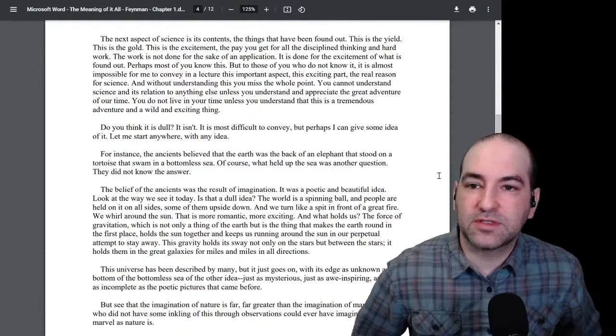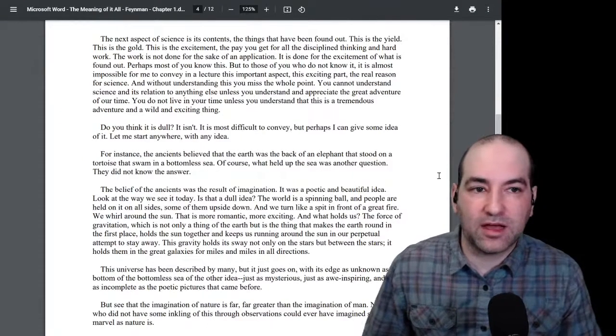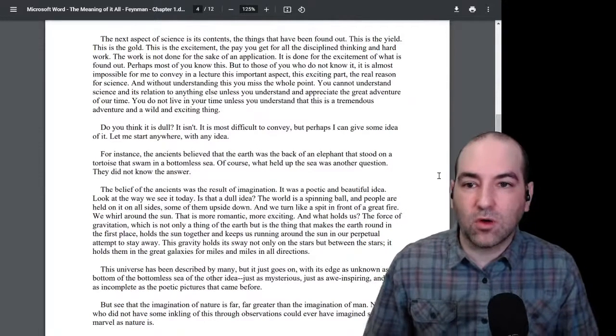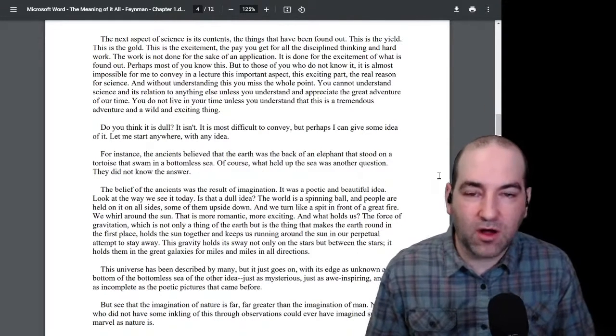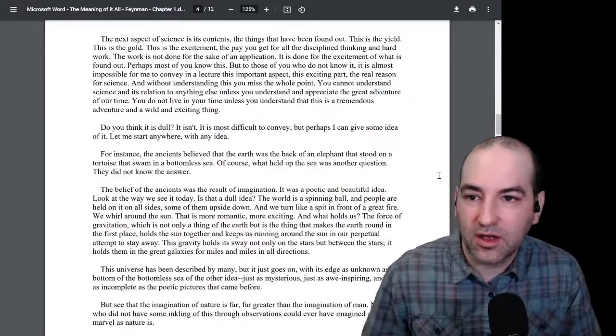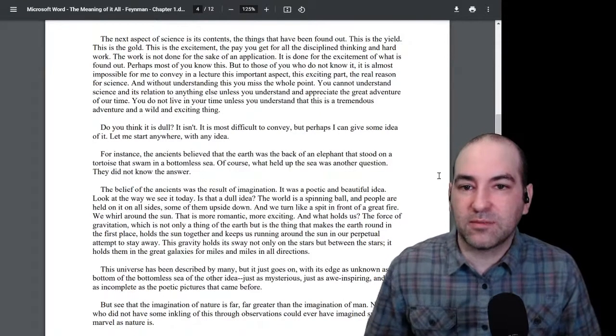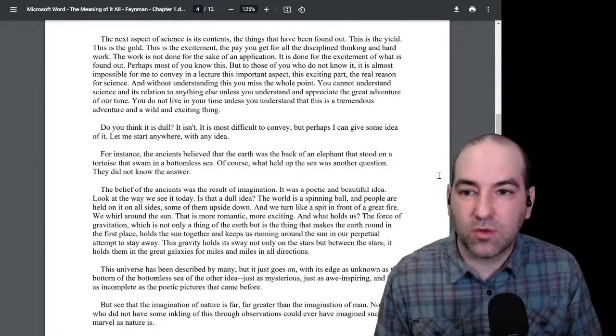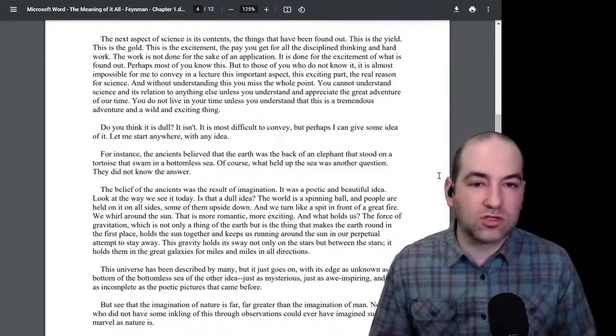The next aspect of science is its contents, the things that have been found out. This is the yield. This is the gold, the excitement, the pay you get for all the disciplined thinking and hard work. The work is not done for the sake of an application. It is done for the excitement of what is found out. And I'd say this is true for most scientists.